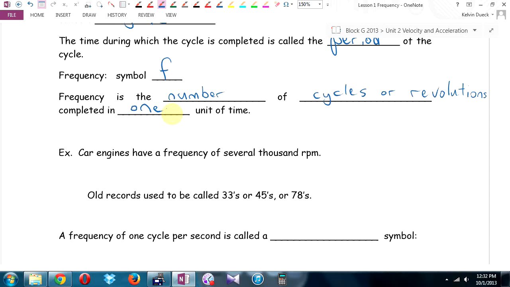Old records used to be called, what's a record? The black vinyl ones from the old days, okay? Those used to come in 3 different sizes. Small, medium, and big. They were called 33s, 45s, or 78s. And that was actually frequency, the number of times they would rotate in 1 second, or it was their speed, I can't remember.